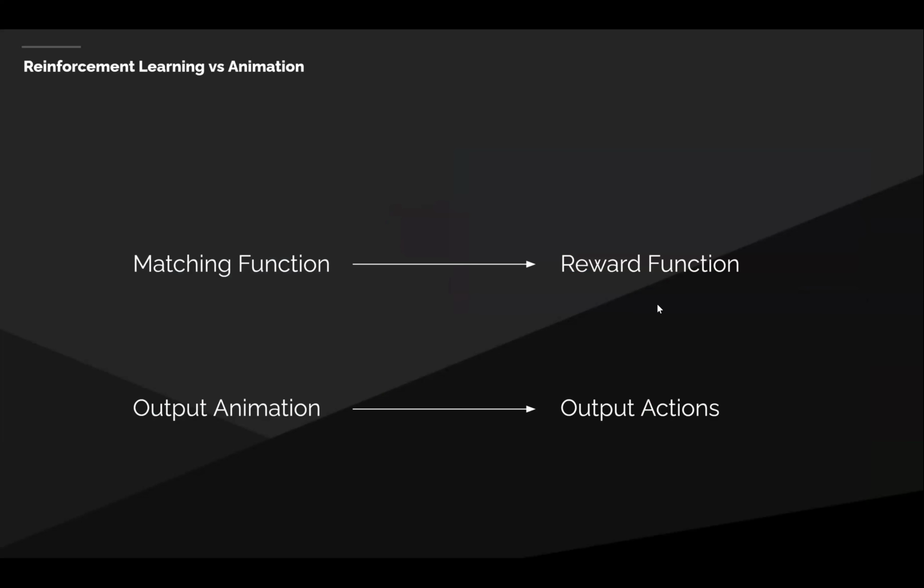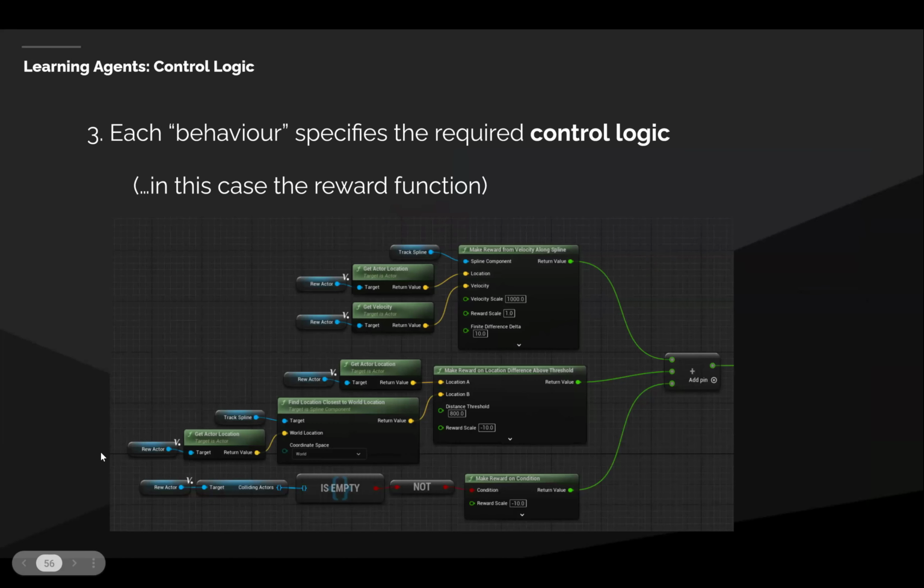So you can think of this a bit like our matching function we had before, where we had the control logic. Now instead we have a reward function where we say, for this particular control input and this action, what's the reward going to be like? And instead of outputting animations, we're outputting actions. Like before, we can specify this reward function in the scripting language in Unreal.